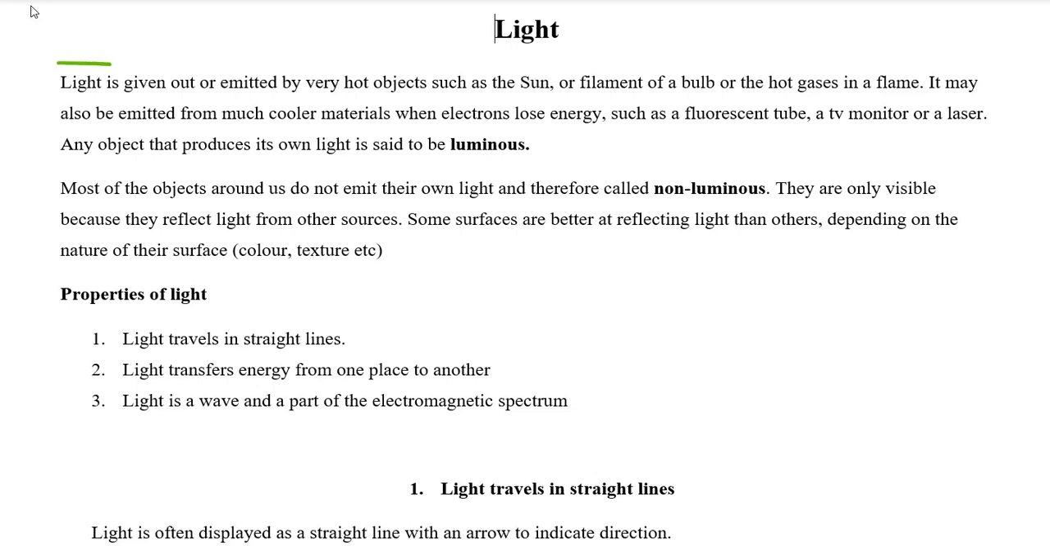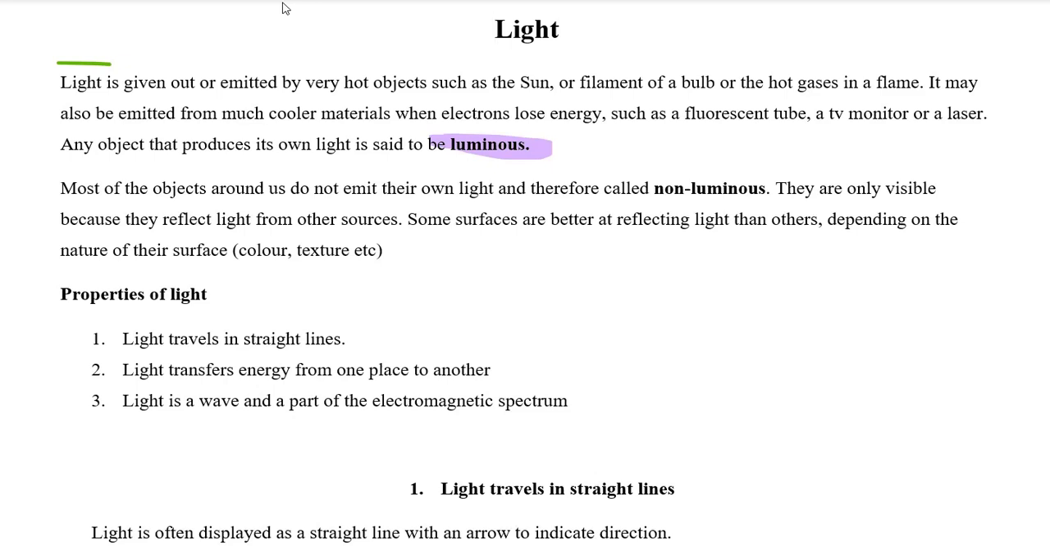Light is given out or emitted by very hot objects such as the sun or the filament of a bulb or the hot gases in a flame. It may also be emitted by much cooler materials when electrons lose energy, such as a fluorescent tube, a TV monitor, or a laser. Any object that produces its own light is said to be luminous. So once something physically produces and creates its own light, we call that a luminous object.